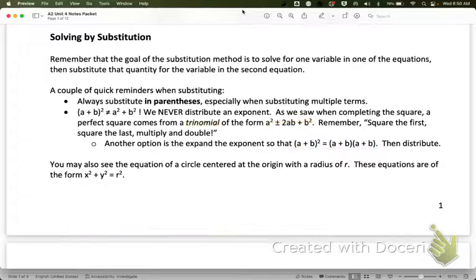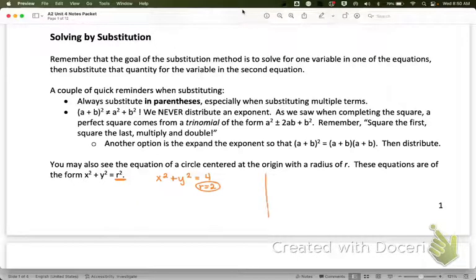You will also see equations of circles. Now we can take circles a whole lot farther than this, but we're just going to be working with these basic circles. So if I have x squared plus y squared equals r squared, this will be a number of some sort. r is the length of the radius. So for example, if you see an equation like x squared plus y squared equals 4, that would mean that the radius is equal to 2.